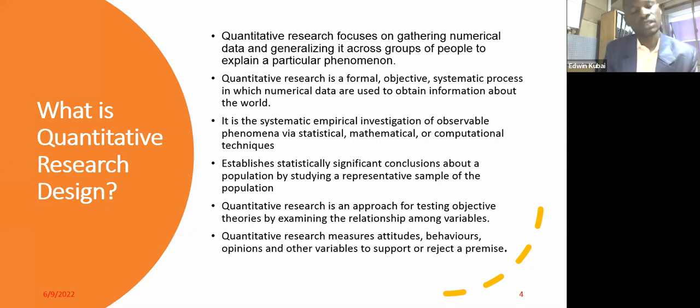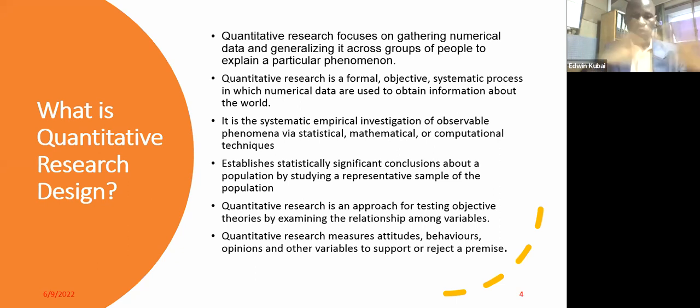Then from there, you can collect your numerical data for analysis. If you are going for a quantitative research design, it means you are going to generalize, so you have to come up with a sample. This sample is then generalized to the entire population. So quantitative research is a formal, objective, systematic process in which numerical data are used to obtain information about the world. This is a systematic empirical investigation of observable phenomena via statistical, mathematical, or computational techniques. So it establishes statistically significant conclusions about a population by studying a representative sample of the entire population.